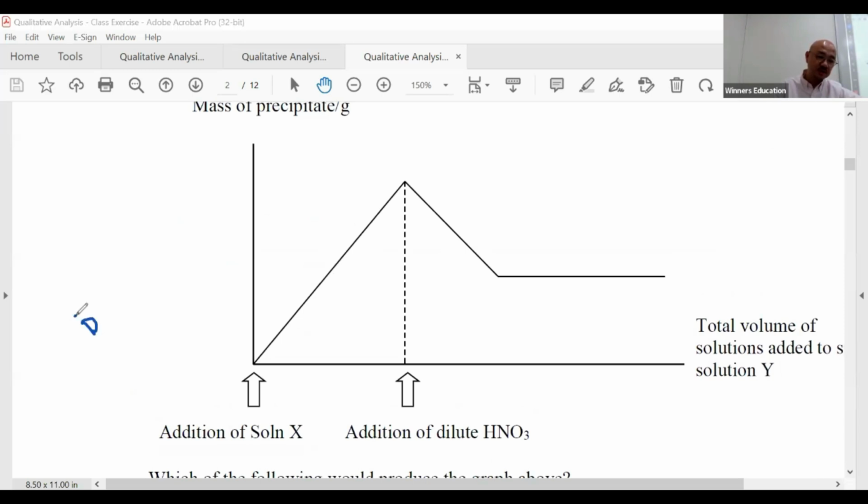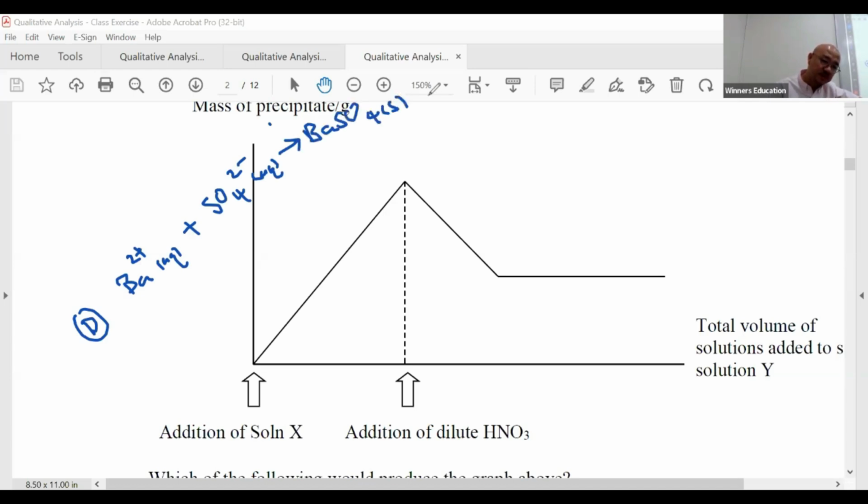Based on option D, barium nitrate. We all know nitrate has nothing to do with precipitation. It's barium. So the barium 2+ that you add from solution X is a Romeo. You'll find the Juliet. Who's the Juliet here? Sulfate. And they come together and get married. Solid state.